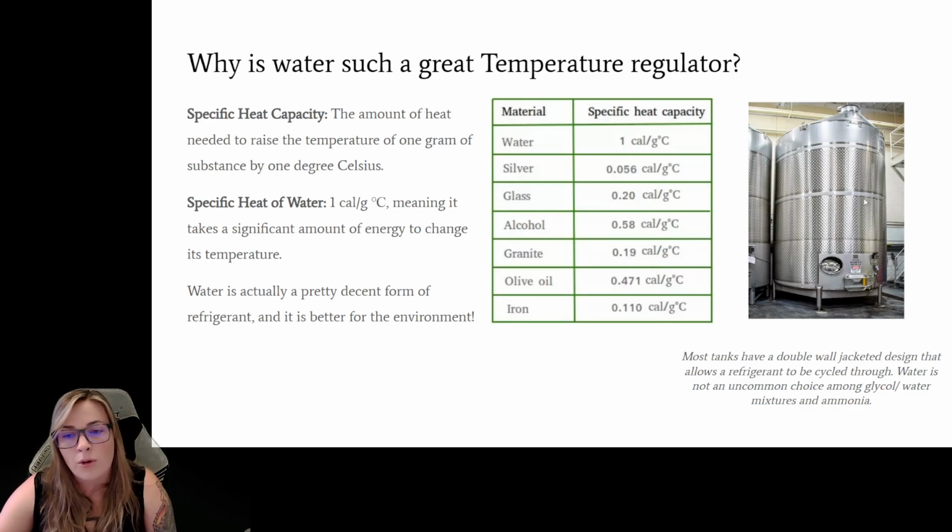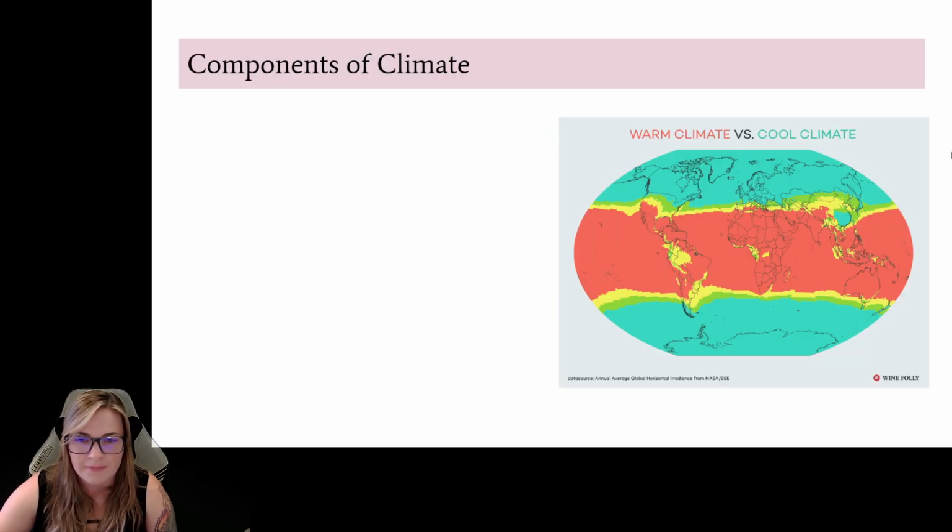You can use a water glycol mixture or even ammonia. Water is very cheap, it's easy to access, and it's not harmful for the environment if it gets spilled. So water is a wonderful alternative for a temperature regulator. So just a little fun fact, side quest for you there.